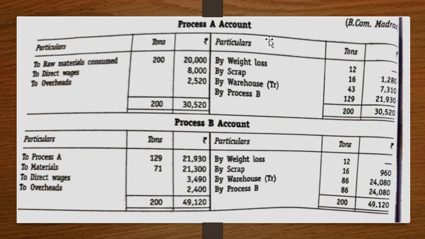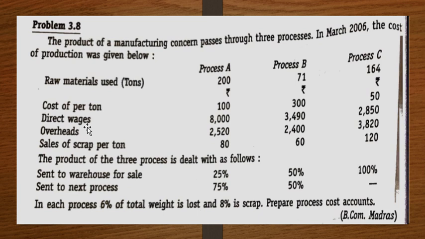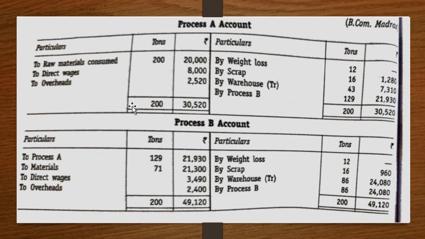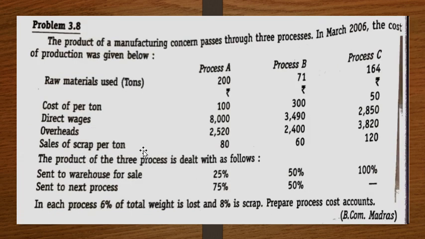So this is process A, with particulars, tons and rupees on each side. In the input column, raw materials consumed 200 tons at rupees 100, as mentioned in the question, is 20,000. Then direct wages, which is 8,000, and overheads 2,520. The other item is sale of scrap per ton, which is the sale of your normal loss. Apart from this, we don't have any other expenses.